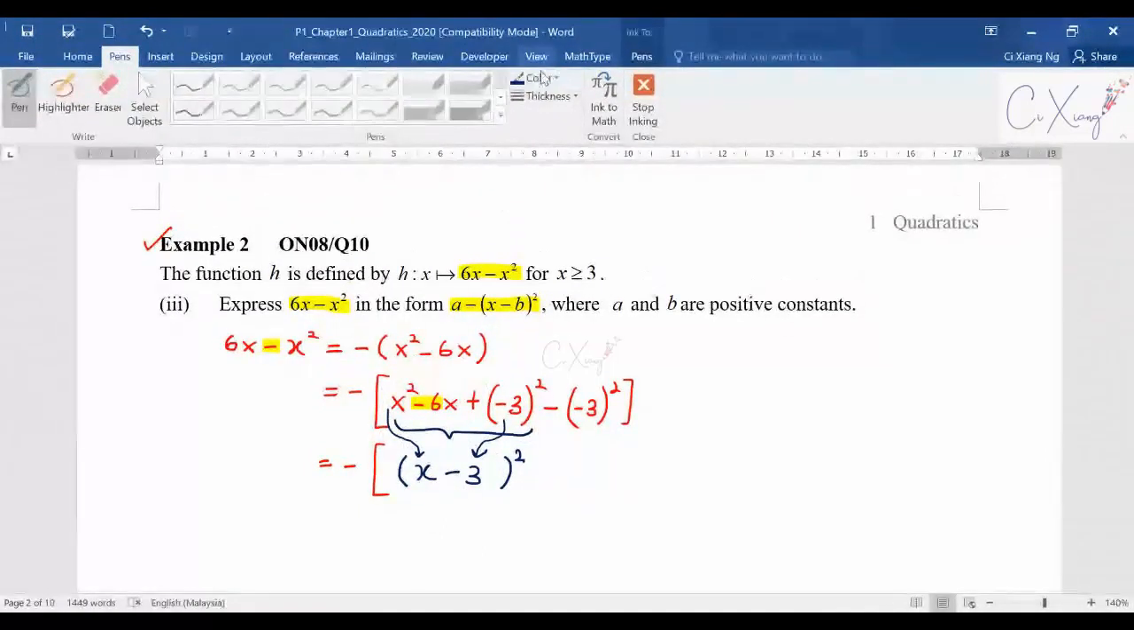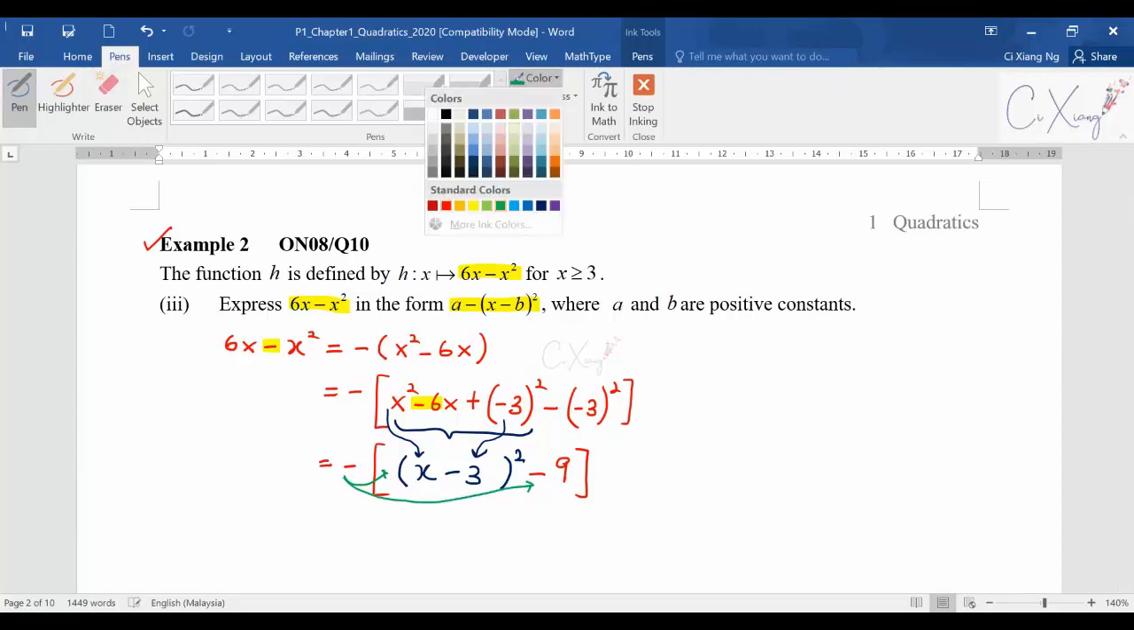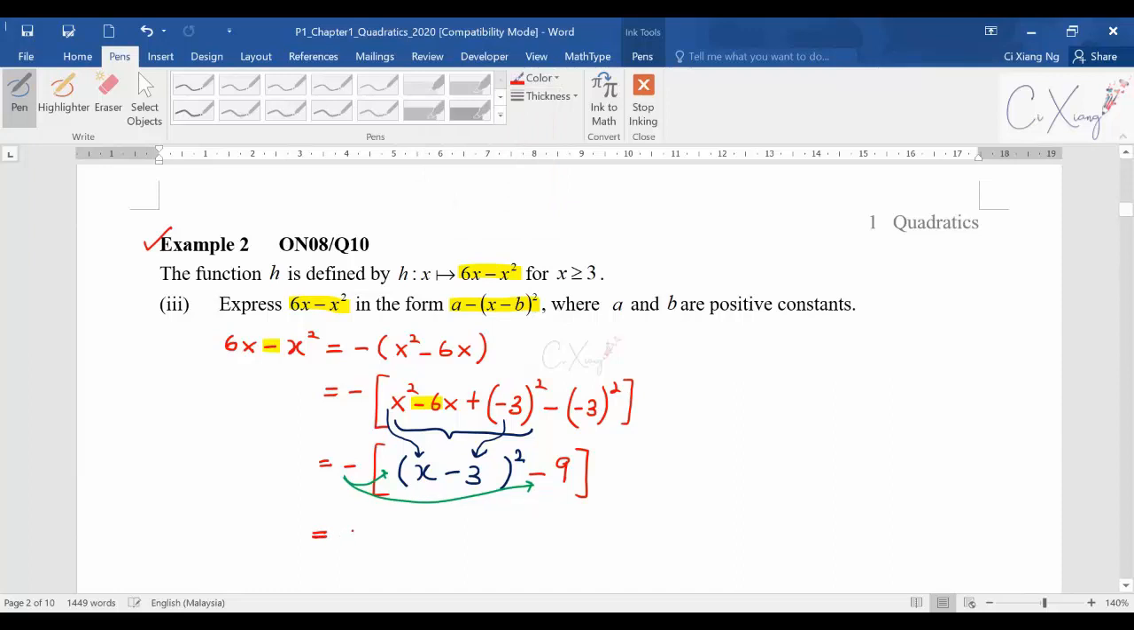After you combine these 3 terms, what else do I have at the back? The negative is still a negative. So negative 3 squared, you will have a 9. Then, by using some very basic maths knowledge, you multiply the negative in front of the bracket, which is the first term, and also multiply it with the negative 9, which is the second term, and eventually it becomes 9 minus x minus 3 squared. So this is how we complete the square for a quadratic expression.